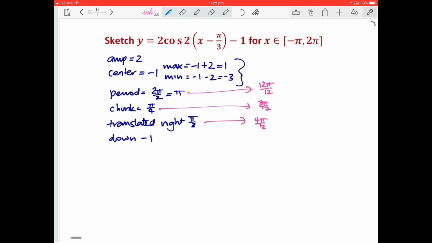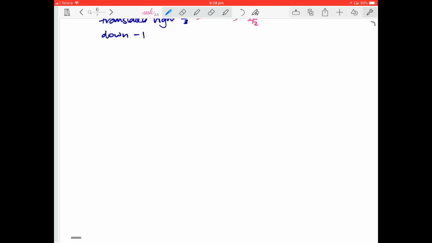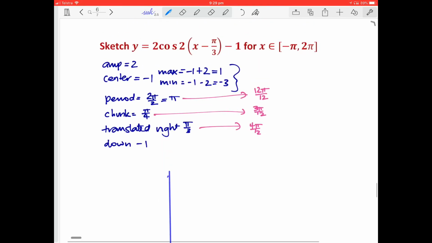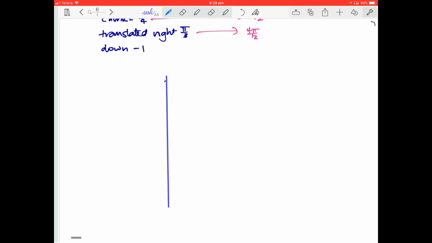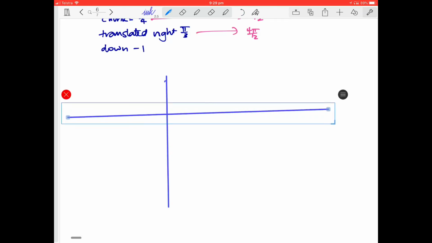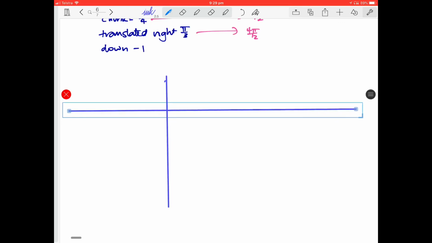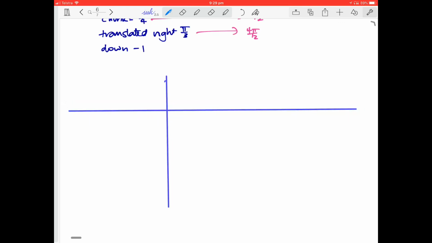Okay, so we've got a sketch from -pi to 2 pi. We've got all of the information that we need. So let's create our graph. Okay, so -pi to 2 pi. Now what's our max? Our max is 1, our min's -3. So it's got to be moved down a bit. Oops, let's go a little bit longer. That's better. Okay, so we want to go from -pi to pi, and then to 2 pi.